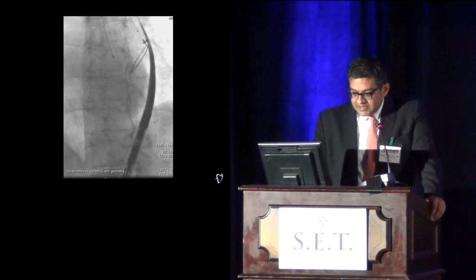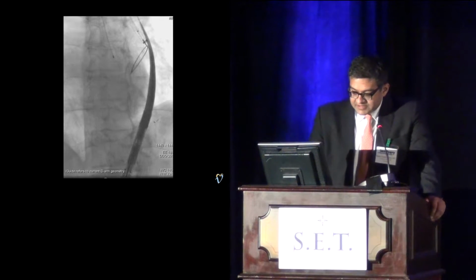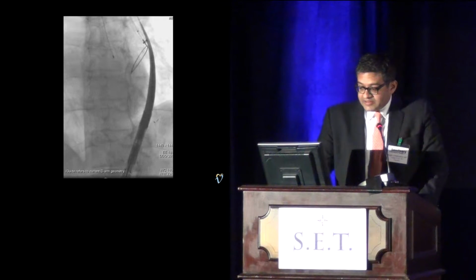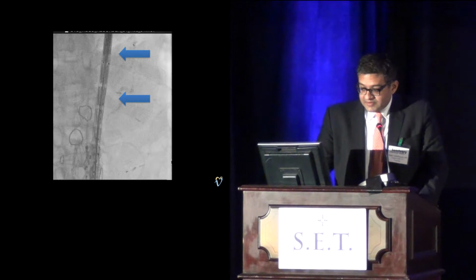So this is an image after the device is in place. Wires are gone through the access scallop, and from the upper arm, a sheath will be placed in the descending thoracic aorta, and the wire will be captured and snared. There you have it, snared, and there are two. You could do one at a time.